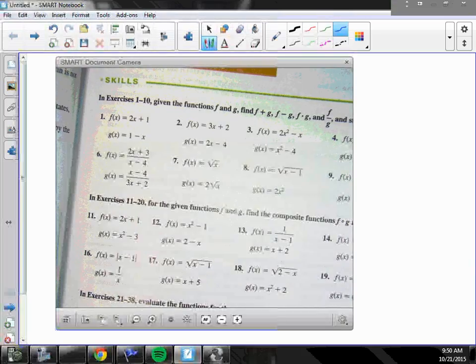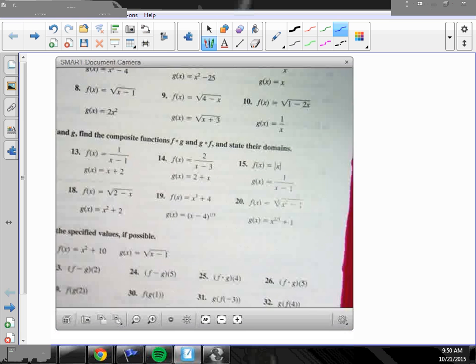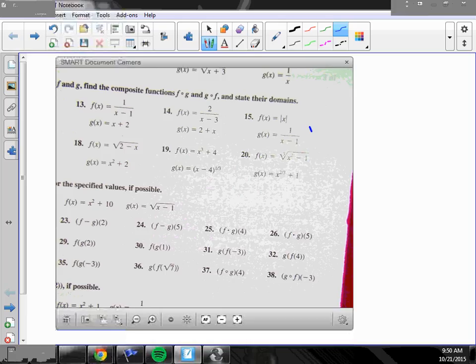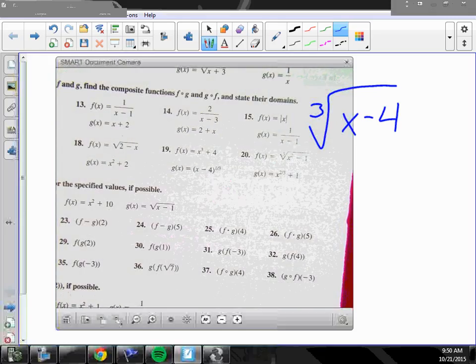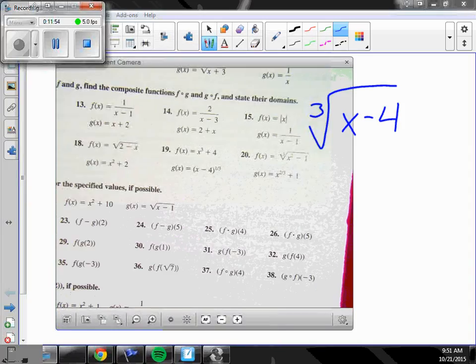Look at 19. It's not part of your set today, but for 19, the third power is really just the cubed root of x minus 4. What's the domain there? What is the domain of the cubed root of x minus 4? All real numbers. There's no way to create an i. Every number can be plugged in.